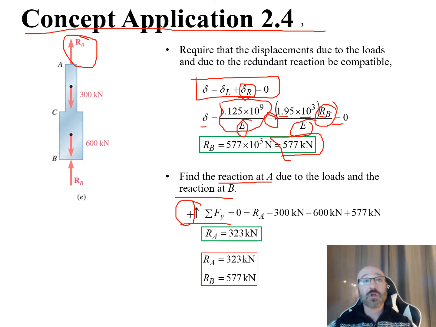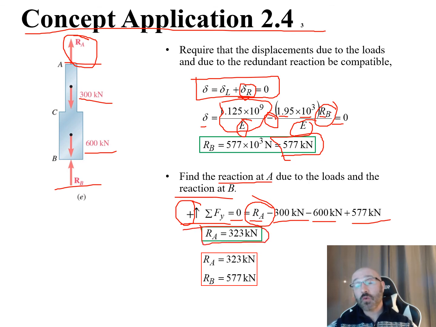And this is equal to, when we look at our free body diagram, what forces are acting on this? Well, we have our r sub A in the positive y direction, our 300 kilonewtons in the negative y direction, our 600 kilonewtons in the negative y direction, and our r sub B in the positive y direction. We do our sign convention correctly, so our summation of forces in the y at equilibrium is equal to r sub A minus 300 kilonewtons minus 600 kilonewtons plus 577 kilonewtons. The only unknown in here is our r sub A. We can solve directly for r sub A. R sub A is equal to 323 kilonewtons.